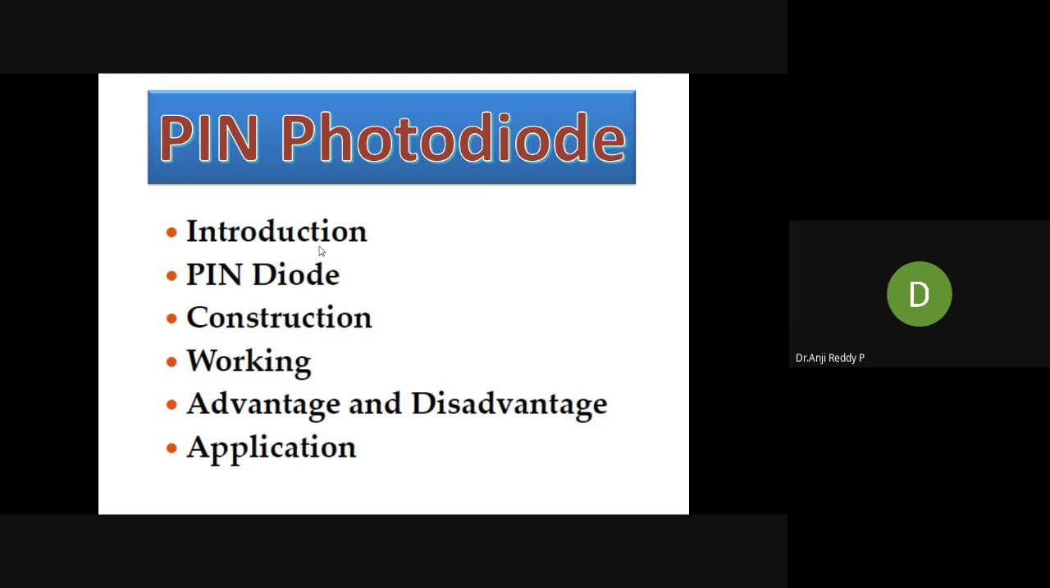Then what is the concept involved here? The meaning of PIN: this is just like a PN junction diode. Whatever you have studied in unit 2, that is the PN junction diode. This is almost similar to that one. The structure is similar to that one.